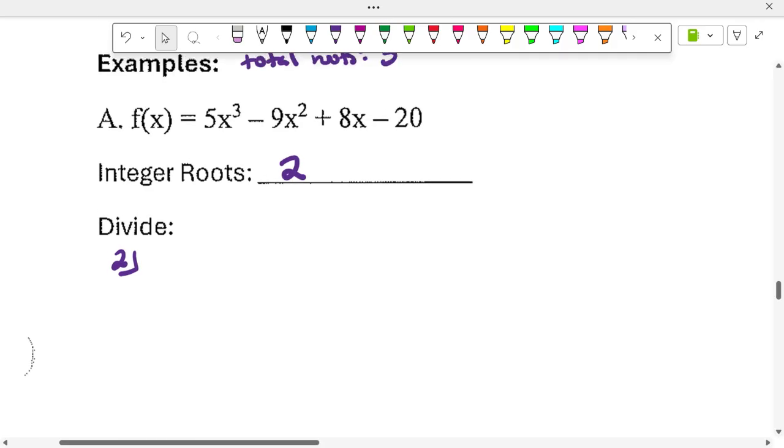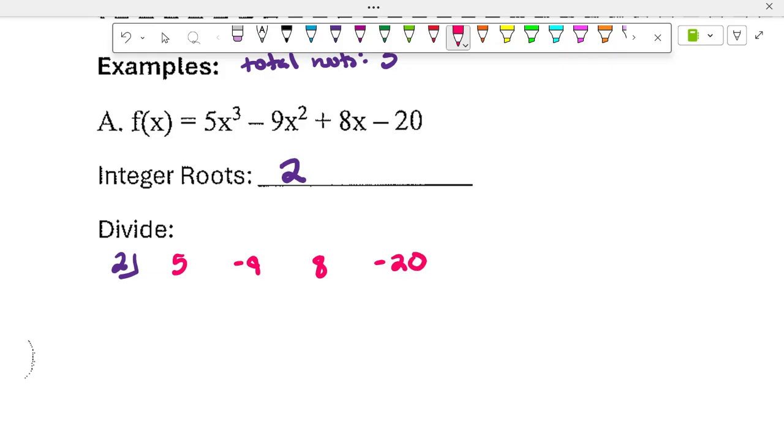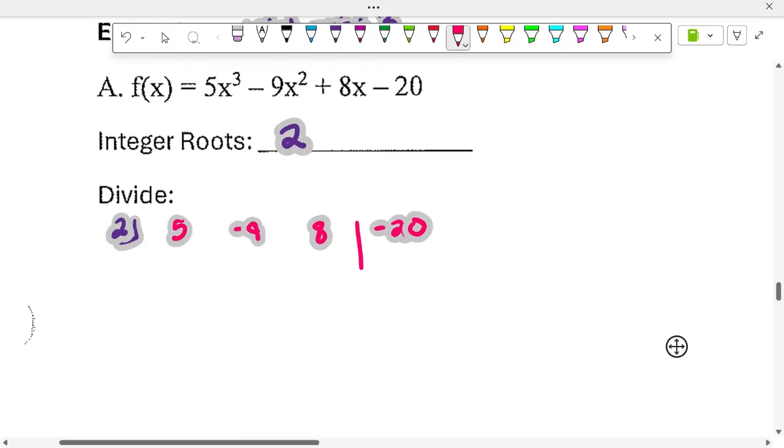All right, so we got the root of 2. That goes in my little box for synthetic division. What goes across the top? 5, then negative 9, then 8, then negative 20. Now, since this is a root, it's a solution, that means our remainder should be 0. So if our remainder is not 0, we know we did something wrong.